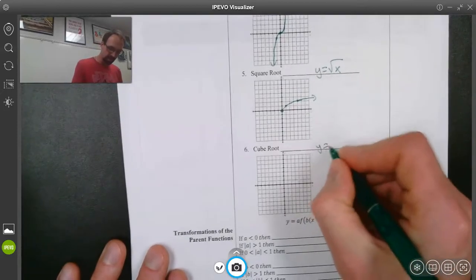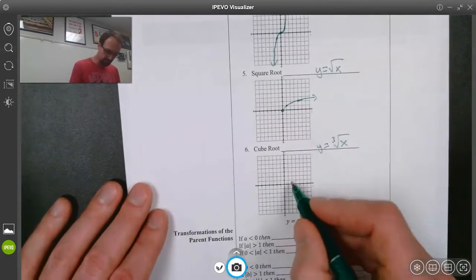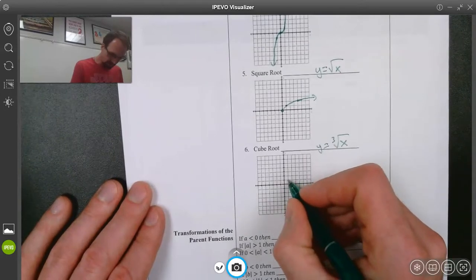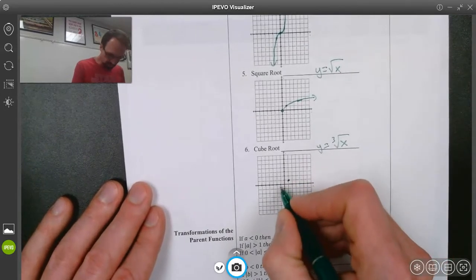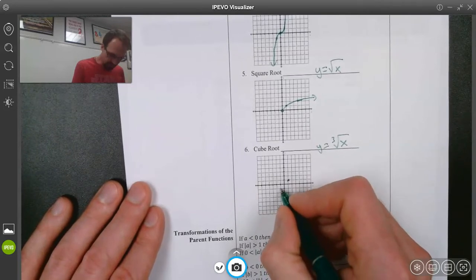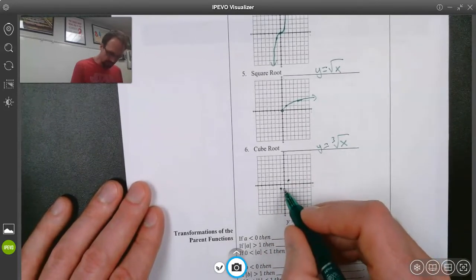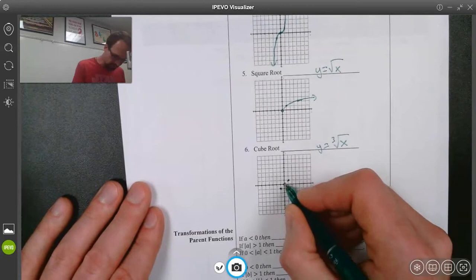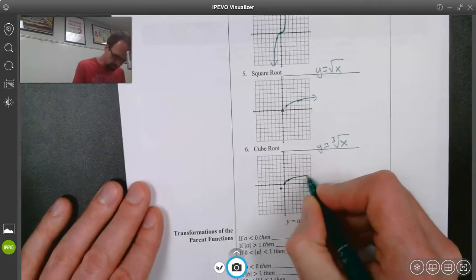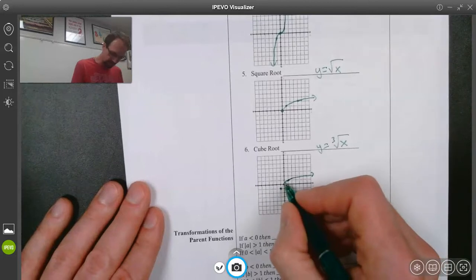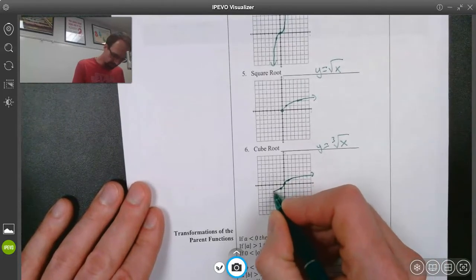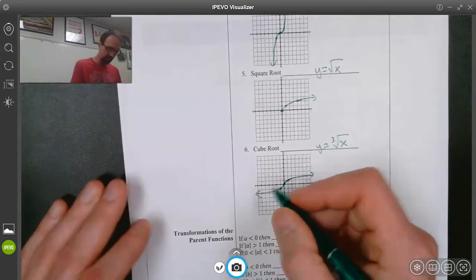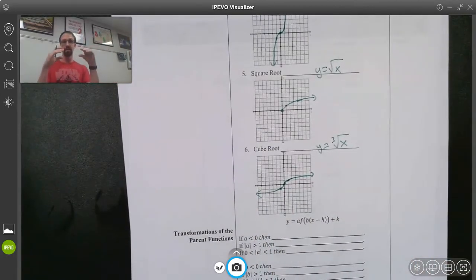Then the cube root, y equals the cube root of x. So (1, 1), and then (negative 1, negative 1), and then (0, 0). This one is just off, that next point. And then this one very similarly. So with a cube root, it actually looks more compressed, kind of vertically. It's squished, whereas the cubic one is kind of squished or compressed horizontally.